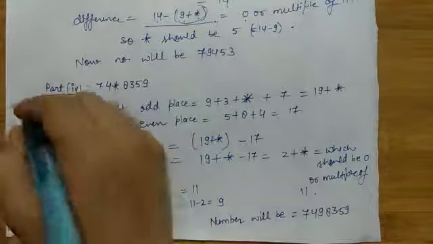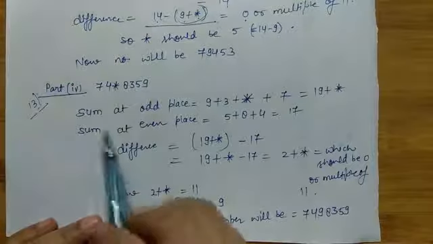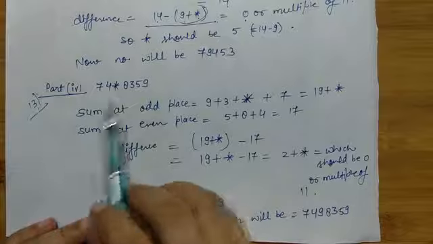Now I am taking the fourth part of this question number 13. The question number 13, I am taking the fourth part, that is 7, 4, asterisk 8, 3, 5, 9. Children, we have how many digits?